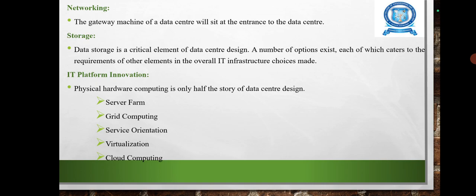Physical hardware computing is only half the story of data center design. First one, server farm or cluster. That means it is categorized by multiple physically discrete machines, also closely linked to provide the logical interface of a single machine. Grid computing. The core aim of grid computing is to integrate disparate resources across organizational domains into what became termed a virtual organization. For example, a data server in one domain may be integrated with a network cluster in another domain. It is also in the form of a powerful data analytic platform.